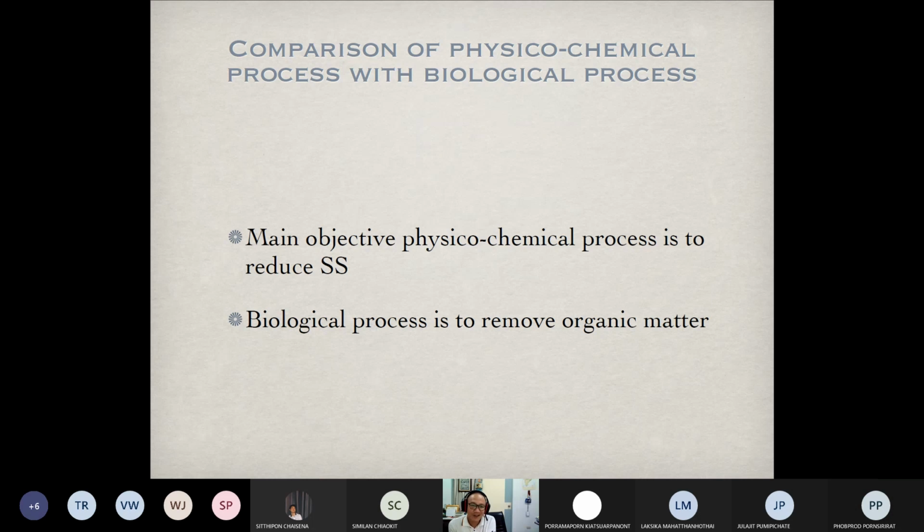The next chapter's title should actually be biological process, but since the biological process is only used for wastewater treatment, and just to make it correspond with the requirements from the Council of Engineers, I changed the next chapter to wastewater treatment process. But in fact, the contents in the next chapter will be more on the biological process, similar to this chapter, where the details are more on the physical-chemical process.